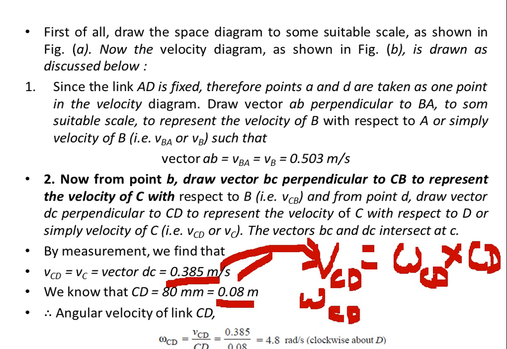This is asked in the question. In the question it is asked to calculate angular velocity. So omega CD will be equal to VCD by CD. So same is done here. VCD is 0.385 and CD is 0.08. So you get 4.8 radians per second, and direction is clockwise because it is positive, same direction as of the initial input AB.